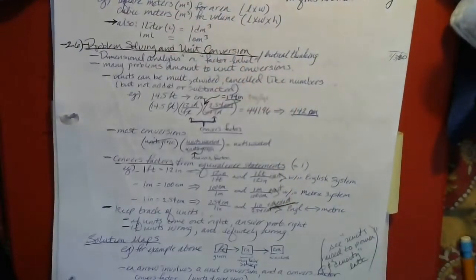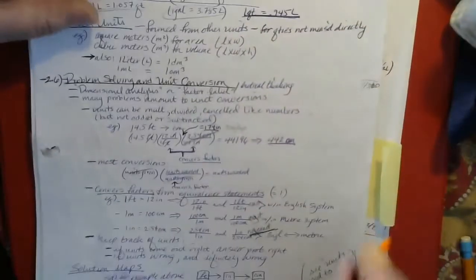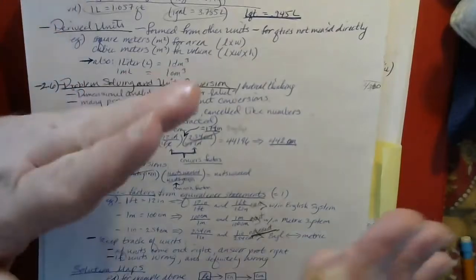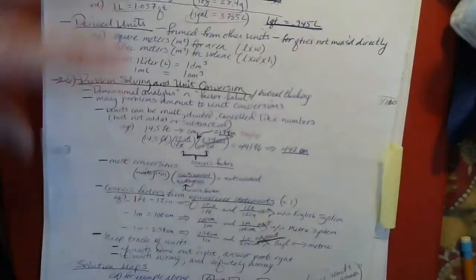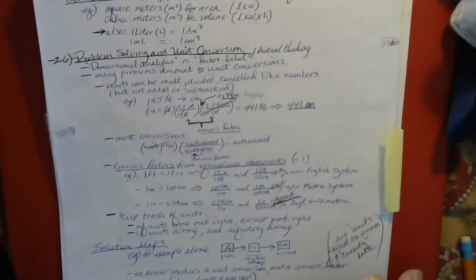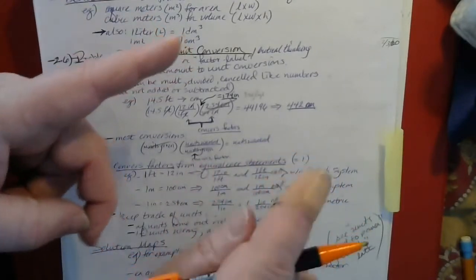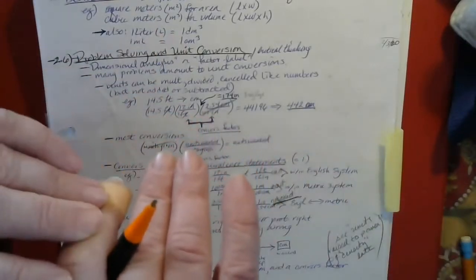Okay, so we have these equivalence statements. The equivalence statements within the metric system, like for instance, 1 meter is equal to 100 centimeters. Those are considered exact numbers, and they have infinite significant figures because 1 meter is defined as 100 centimeters. And also conversion factors between 1 English unit and another English unit would be considered exact. So 1 foot is defined as exactly 12 inches, and that would be 12.000 on to infinity, infinitely accurate, infinite significant figures.